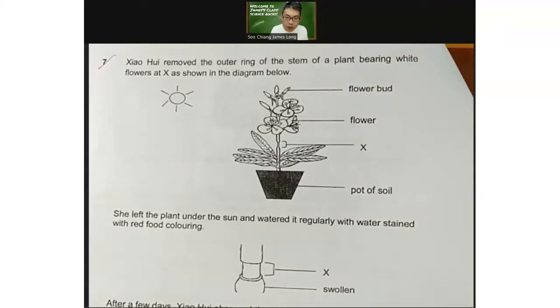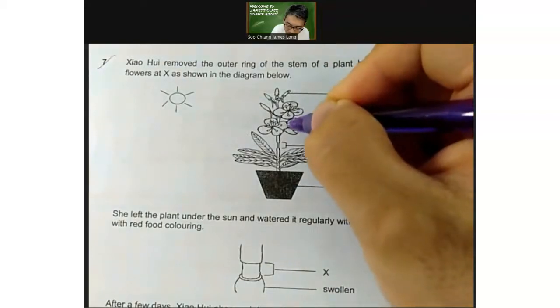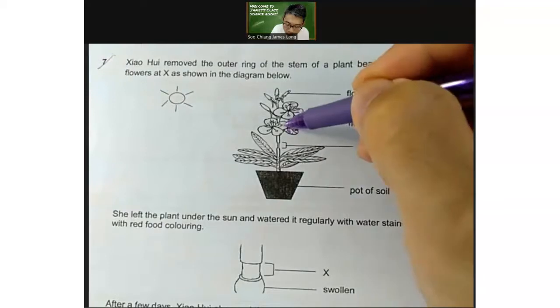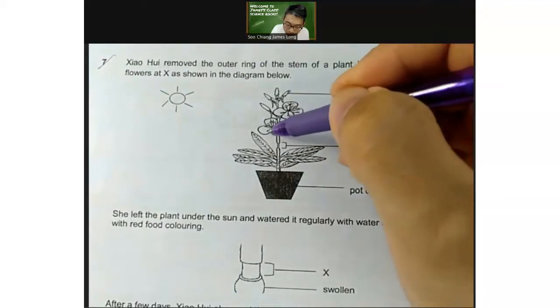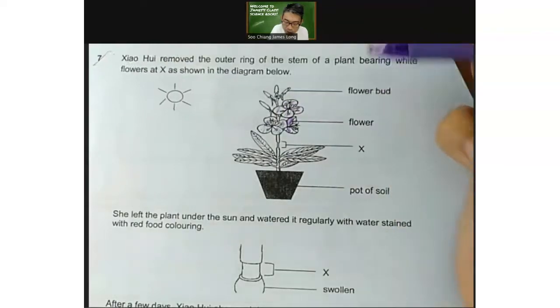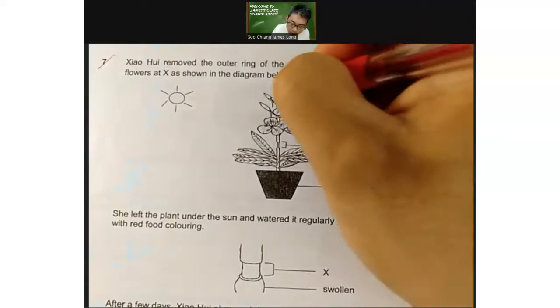Now, Xiaohui removed the outer ring of the stem of the plant bearing white flowers at X. Some white flowers, right? To make it clear, I'll just color purple. This is my flower. How do I know? Because I see all this stigma and anther coming. This is a flower. Flower, flower, flower. And these are flower buds. Okay, the buds will be in red.